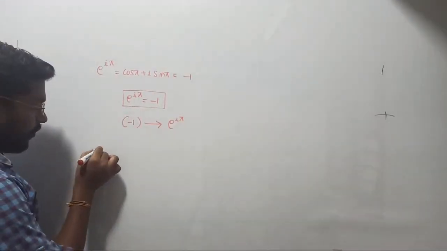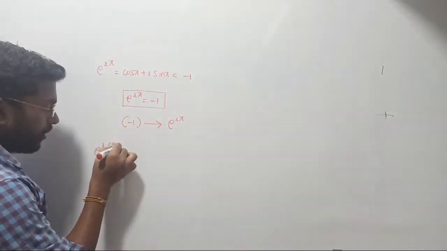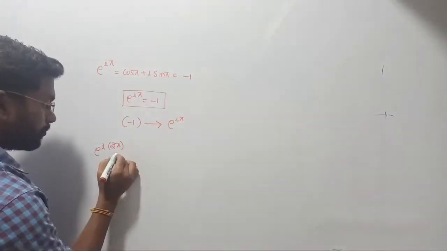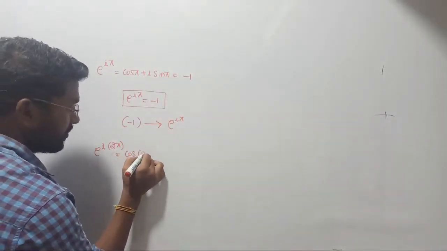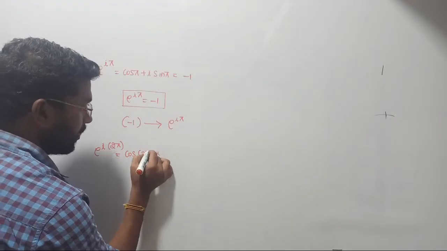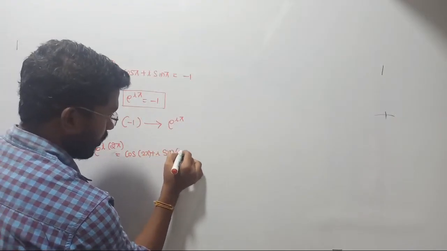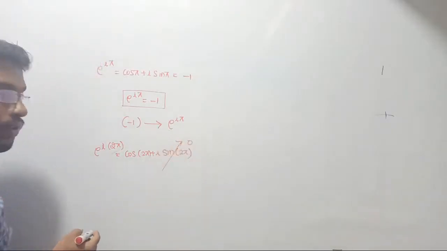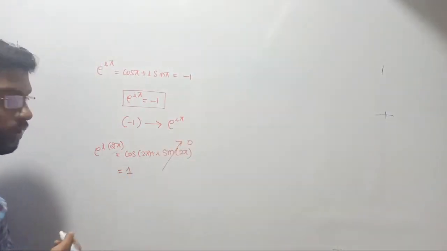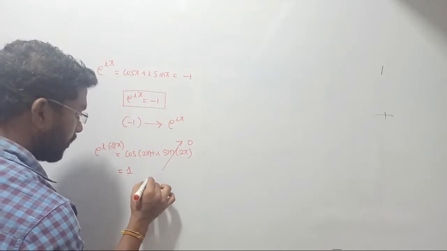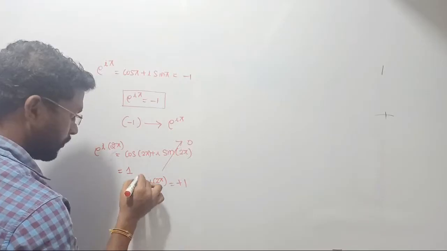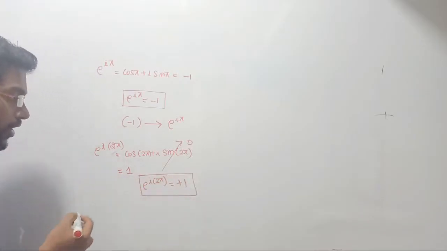Similarly, if I have e power I times 2π, then how will you write the function? It can be considered as cos 2π plus I into sin of 2π. Now tell me, what is the value of sin 2π? 0. What about the value of cos 2π? Exactly equal to 1. So what is the conclusion here? E power I times 2π should be equal to plus 1. Clear? Yes.